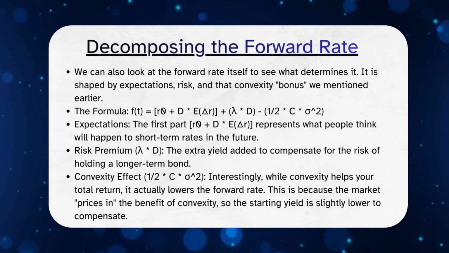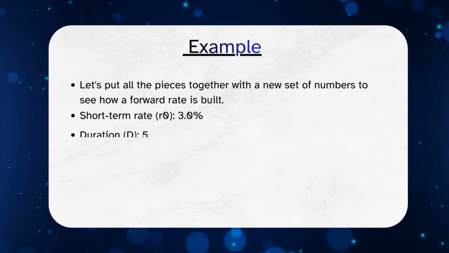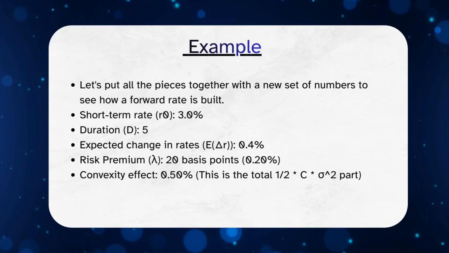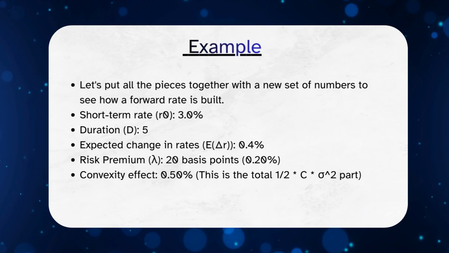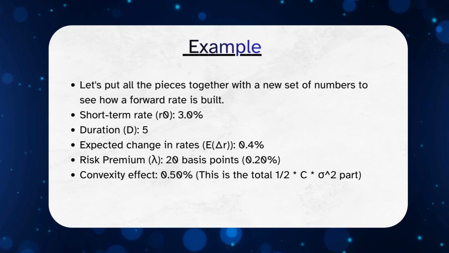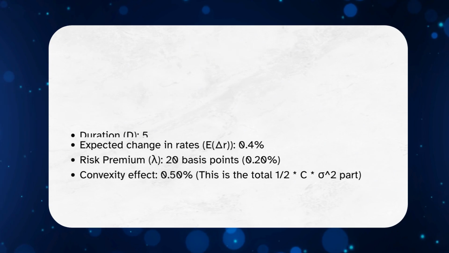Let's put it all together with a final calculation. Imagine a bond with a 3.0% short-term rate and a duration of 5. If the market expects rates to rise by 0.4%, we factor that in. We then add our risk premium of 20 basis points per unit of duration. Finally, we subtract a convexity effect of 0.50%.